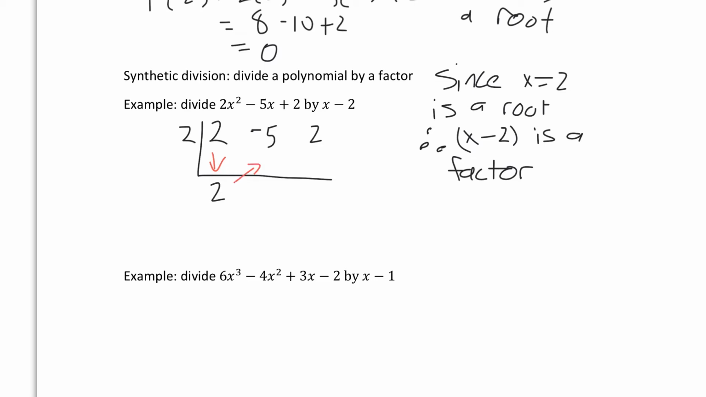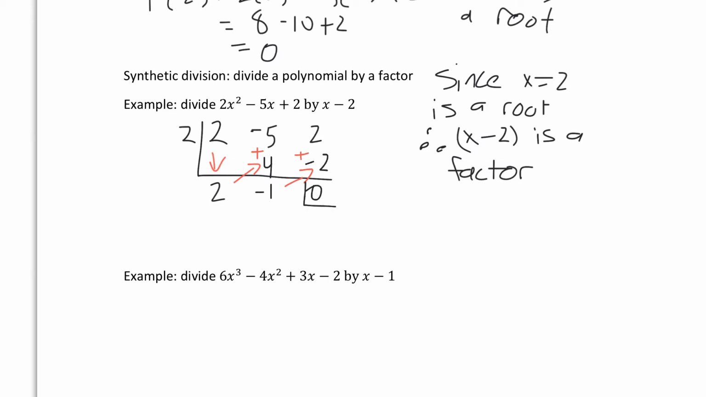Then you have to multiply up. So you take the 2 down here and multiply the 2 up here, giving you 4. Again, you drop down, but in this case, you're technically adding as you drop down. So you're doing -5 plus 4, which will give you -1. Again, multiply up. 2 times -1 will be -2. And then you add down, giving you 0 in the end.